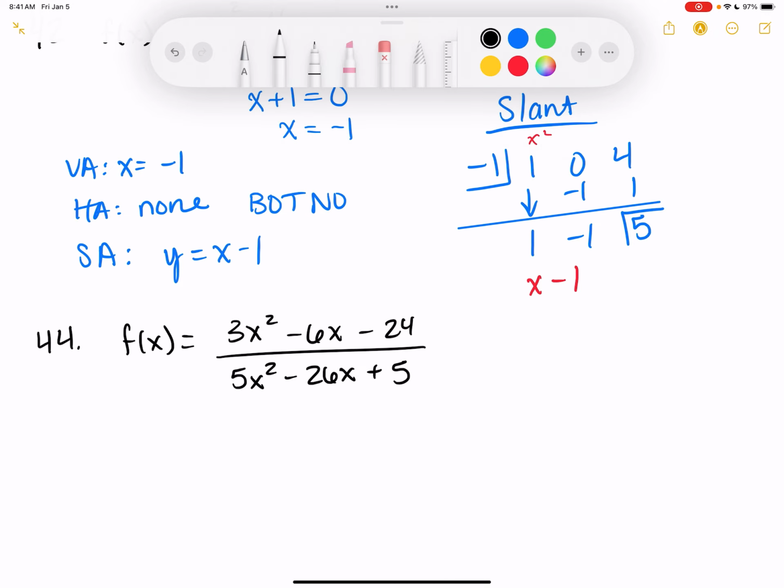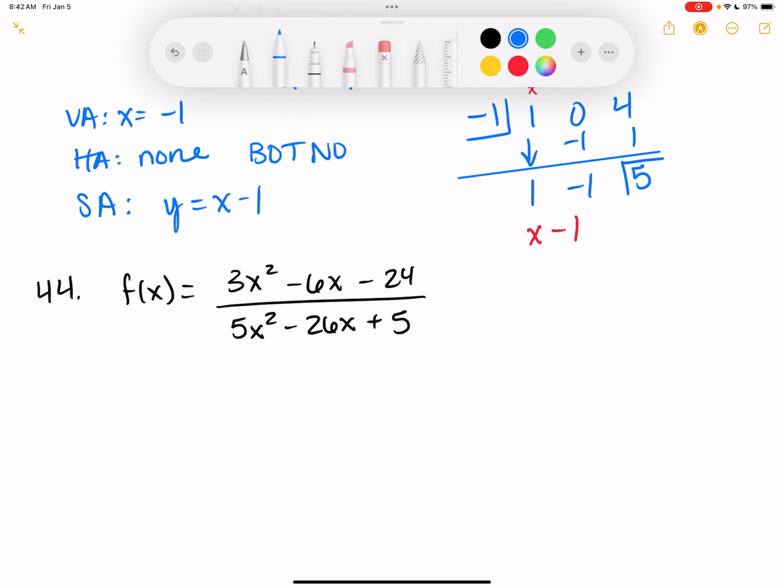Okay. So with this one, obviously this looks a little different than the last several that we've done, right? I still need to do the same process, but now I'm going to need to factor the bottom, because in all the ones that we've had so far, there's only been one vertical asymptote. There could be more than that, and this one in particular is going to have more. So I'm going to take this 5x squared minus 26x plus 5 and factor it, and then once I factor it, I'll set it equal to 0.